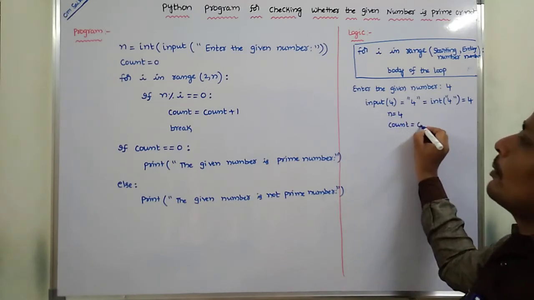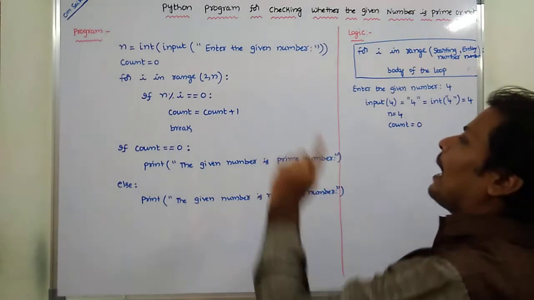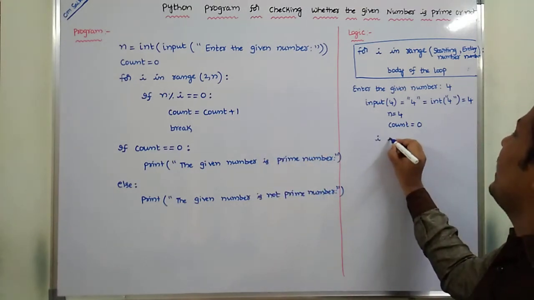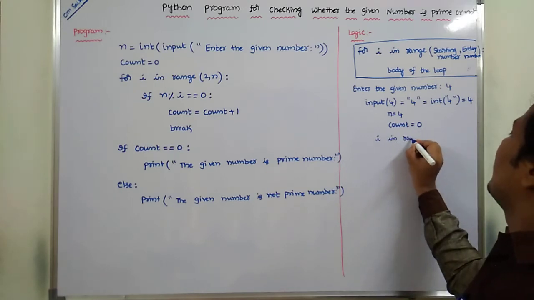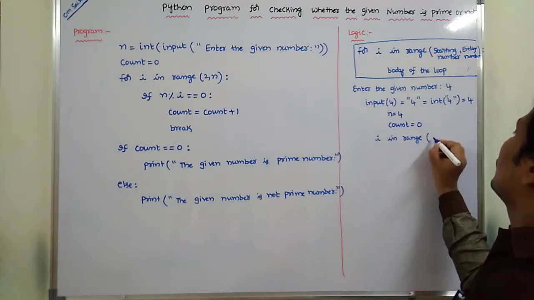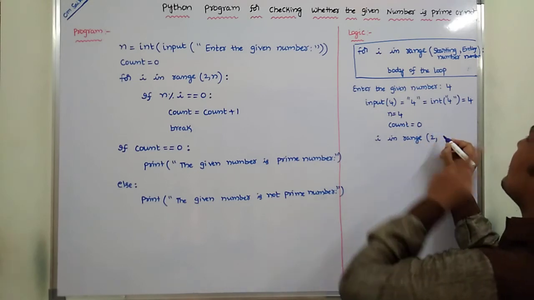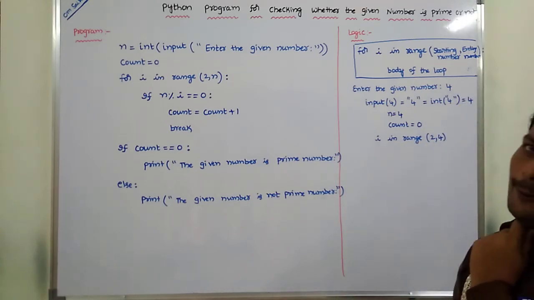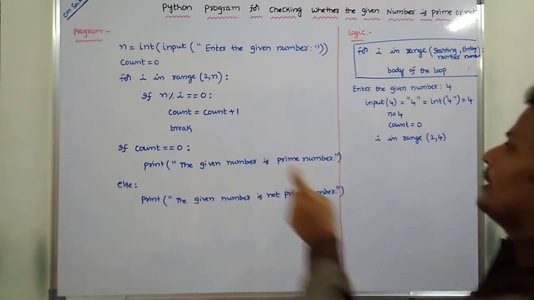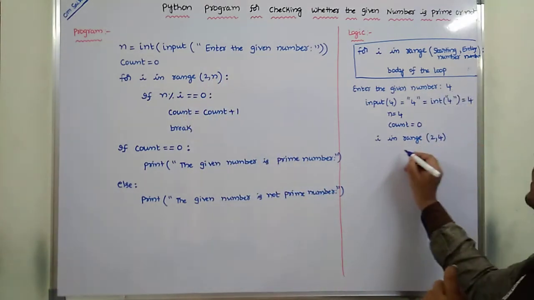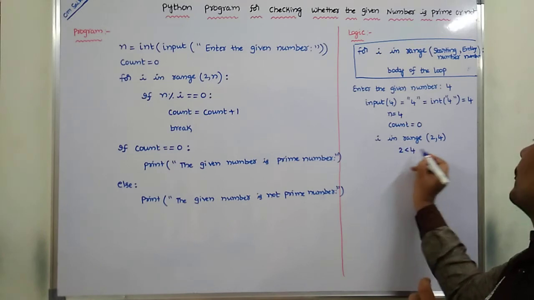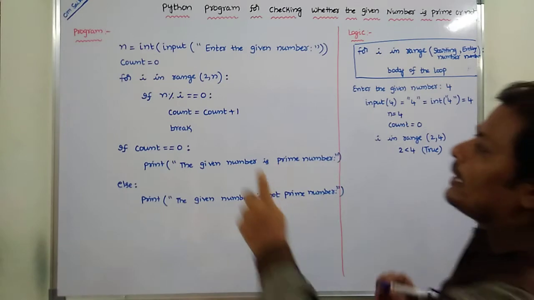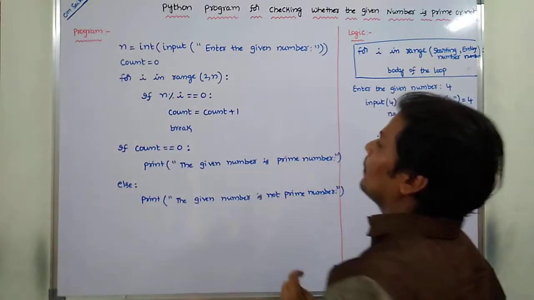So count is equal to 0. Next, for i in range(2, n). Here the n value is 4, so range 2 comma 4. 2 is less than 4, so the condition is true. Then go to the inside of the for loop.